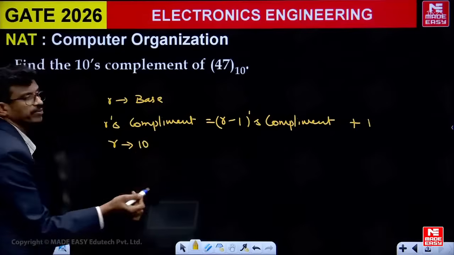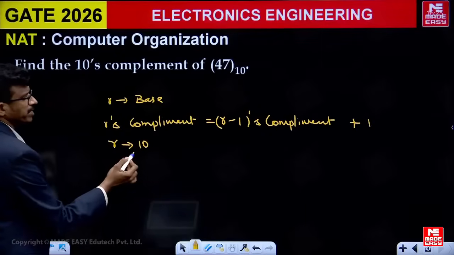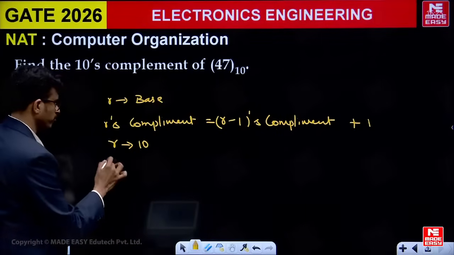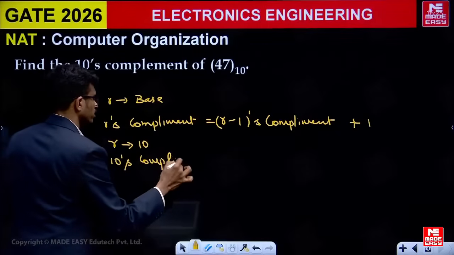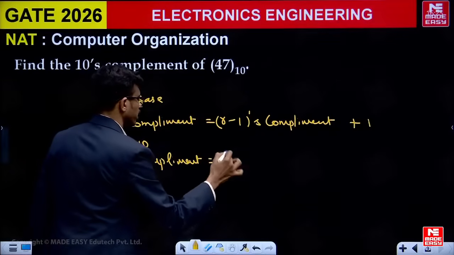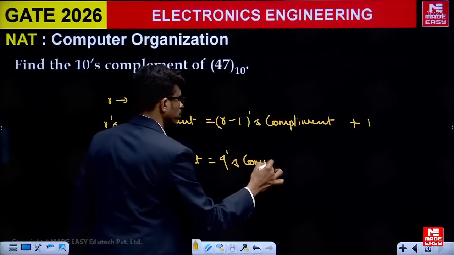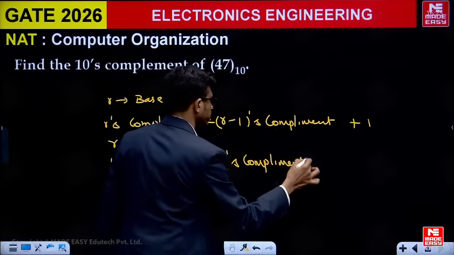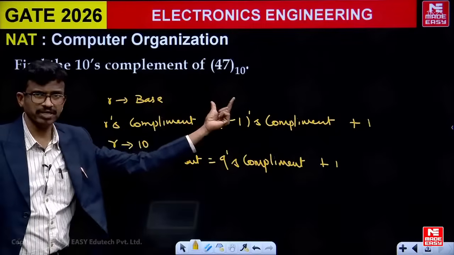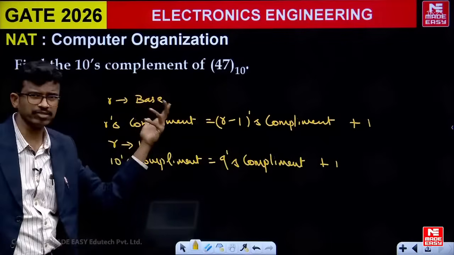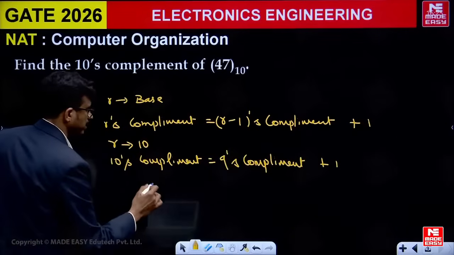So what is the 10's complement now? The 10's complement is equal to the 9's complement plus 1. So what is the 9's complement? We have to subtract the digits from 9, then add 1. Here a 2-digit value is given. If it is some 04, then you can take 3 digits also, doesn't matter. So with 2 digits, for example, say the 9's complement.